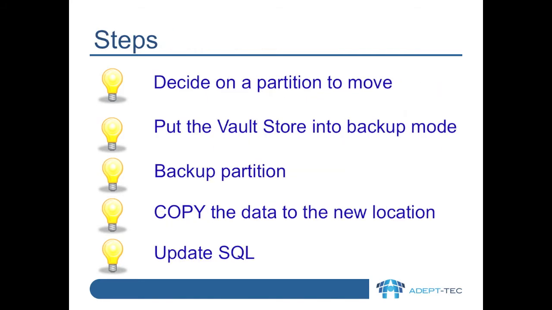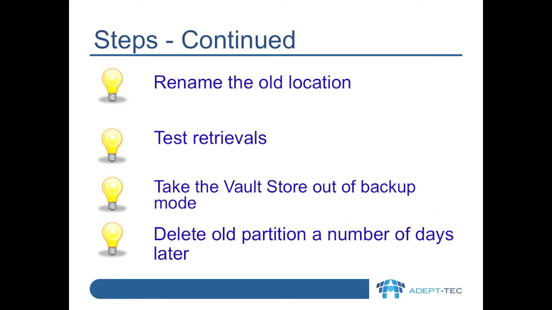In the video, we'll go through a number of steps. We'll decide on a partition to move. We'll put the vault store that houses that partition into backup mode. We'll back up the partition. Then we'll copy the data to a new location. We'll update SQL to indicate where the new location is. We'll rename the old location.